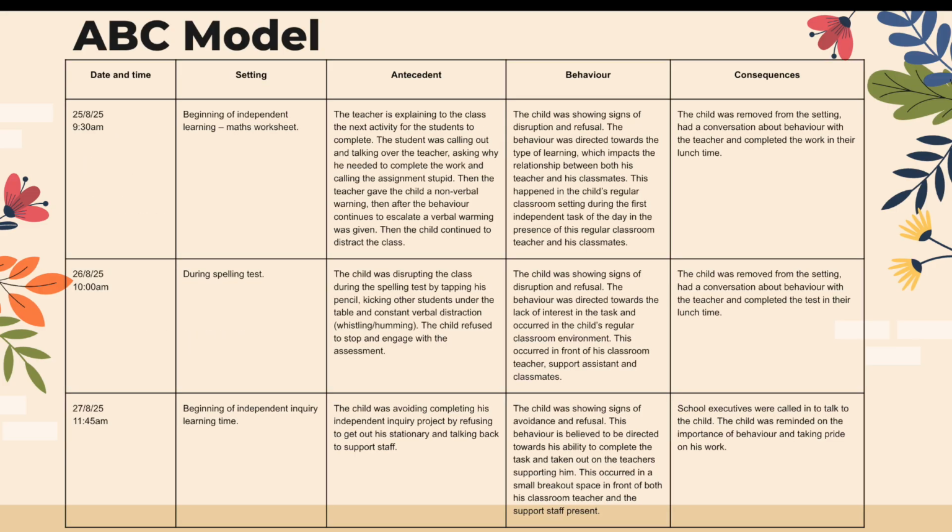The first recorded instance in an ABC model was on the 25th of August at 9:30 a.m. The student was calling out over the teacher and asking why he should be completing the work. The second recorded instance was on the following day at 10 a.m., where the student was refusing to participate in the test and distracting others from doing so, by constantly yelling, invading other students' personal space, and fidgeting. The child was removed from the room to prevent further distracting the class. The third instance was on the following day, and the student refused to engage in independent inquiry learning.